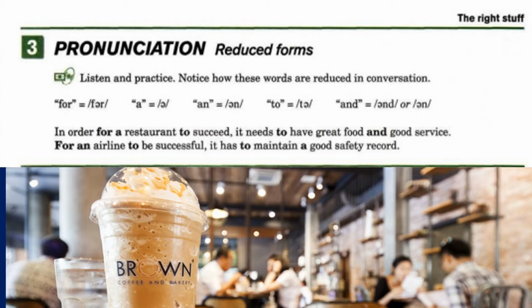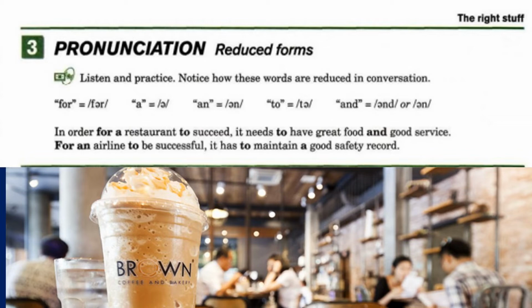In order for a restaurant to succeed, in order for a, and so we blend it together, for a. When for and a are together, for a. In order for a restaurant, and for to, almost every time we say ta. We do not say to. To speak clearly, you need to say to. But native speakers often say ta. In order for a restaurant to succeed, it needs to have great food and good service.